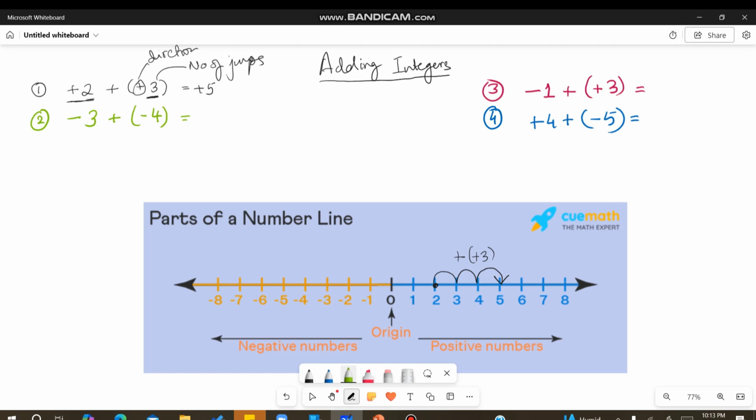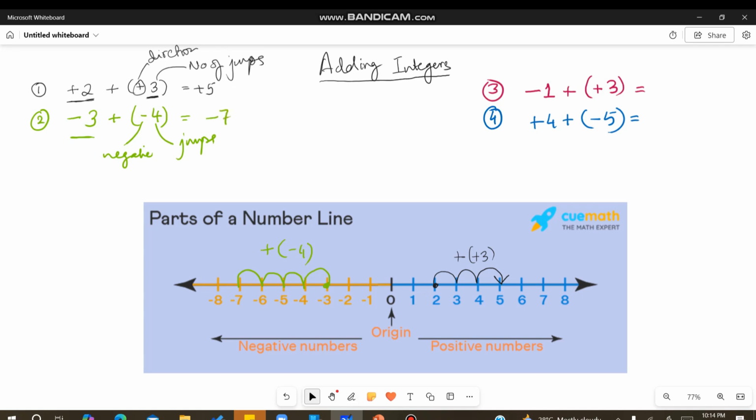Question number 2 asks me to add a negative 3 and a negative 4 together. So let's identify my starting spot. I am at negative 3. Then it tells me to add a negative 4. So where am I going? I am making 4 jumps in the negative direction. So let's go 4 jumps towards the negative side. Starting from minus 3, 1, 2, 3, 4 jumps. This is adding a negative 4. Where did I land? I land at minus 7.